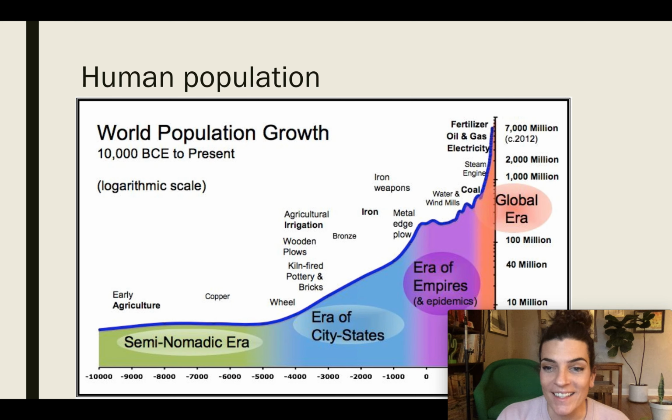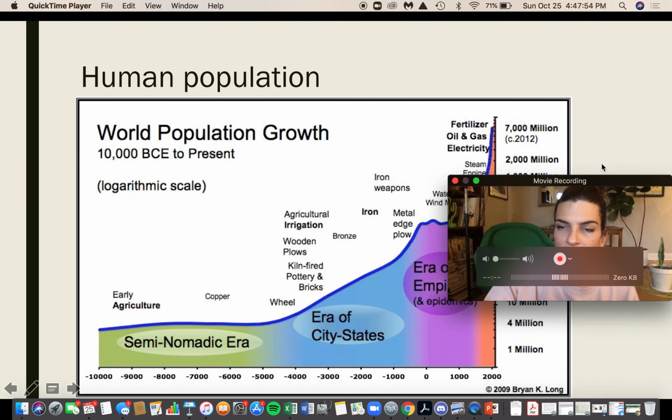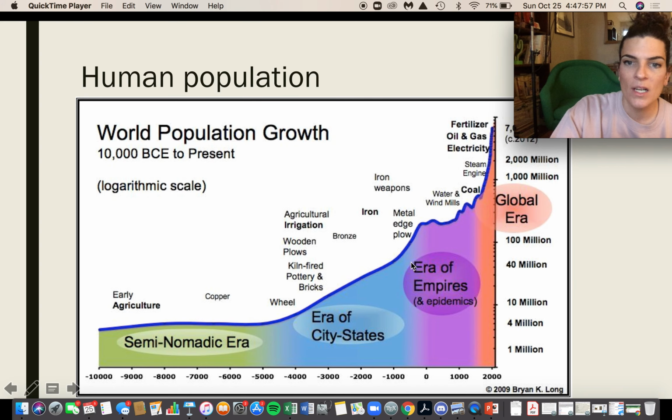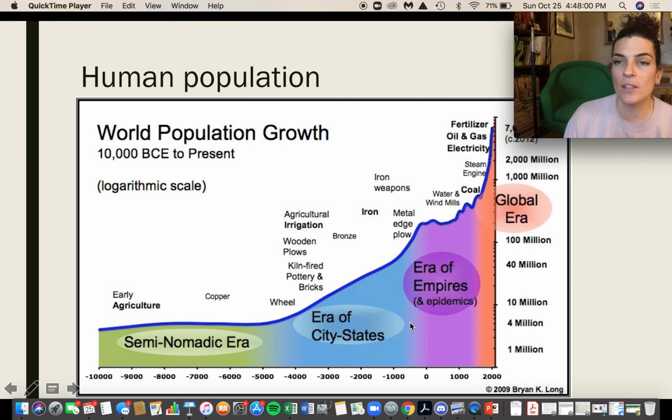Here's another way of looking at that. You can see that there's a semi-nomadic era with the advent of early agriculture, then the rise of city-states around 4,000 or 5,000 years ago, which allowed for the population of humans to grow. Then we have the era of empires, and then finally the global era, which coincided with the Industrial Revolution and also the medical revolution, right? Penicillin, antibiotics, our ability to treat diseases, allowing us to live longer. This scale here is logarithmic, which means that it goes from 1 million to 4 million to 10 million to 1,000 million, which is a billion, 2 billion, 7 billion.